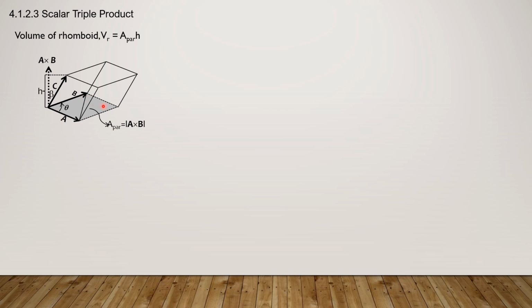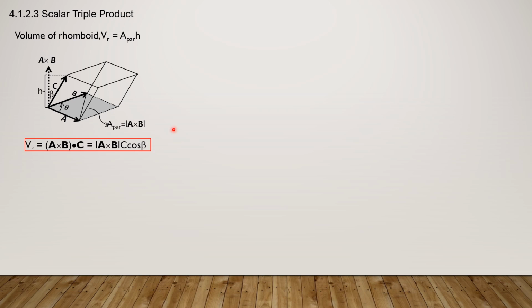And remember, volume is area of the base times altitude. So the volume of the rhomboid is the area of the parallelogram times the altitude. To obtain that altitude, we simply obtain the dot product of A cross B with C, because the expansion would be the magnitude of the first vector, represented by A cross B, times the magnitude of the second vector times the cosine of the angle between them. Remember, the absolute value of A cross B is the area of the parallelogram, and C cosine beta in the figure is the altitude of this rhomboid. So therefore, the interpretation is that it is the volume of the rhomboid.